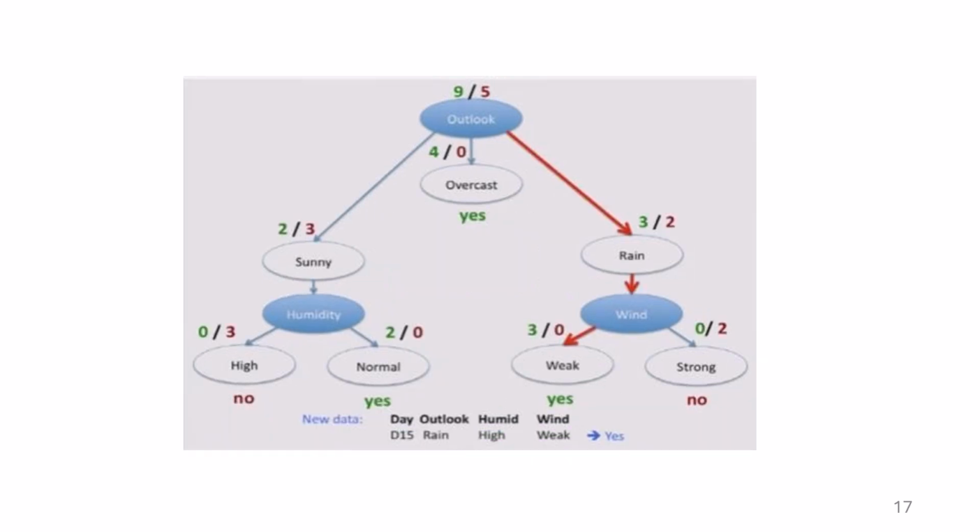In this diagram, how many records come under yes and how many records are no category is shown. All yes categories are shown in green color, no category is shown in red color. So now we are going to predict on day 15 data values. The outlook is rain, humidity is high, and wind speed is weak. Then we can predict that yes, he is going to play tennis.